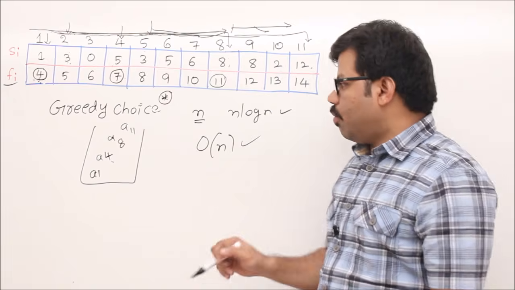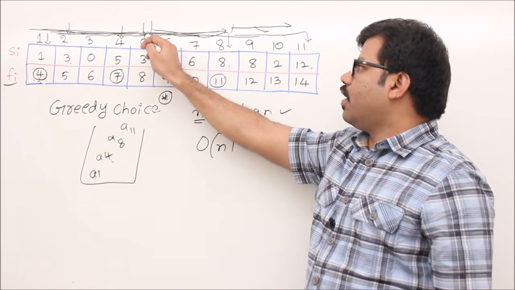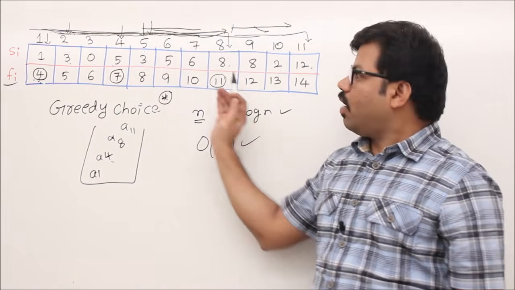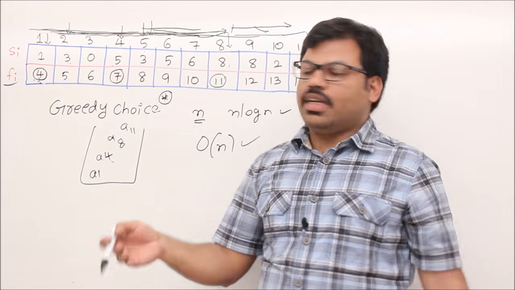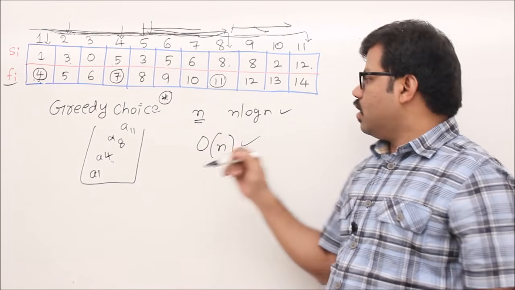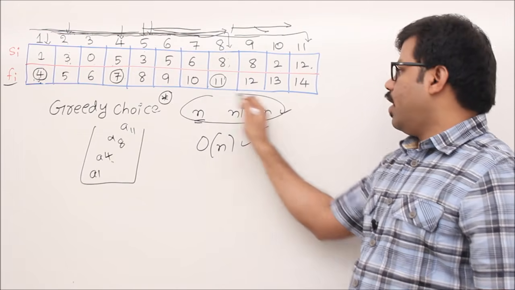But here, when I select an activity, I travel to some point, correct? After that my search begins on the right side, correct? I never come left again. That's why at most you are traversing the entire array, not more than that. That's why the algorithm's time complexity is order of n, but for sorting the data it is n log n.